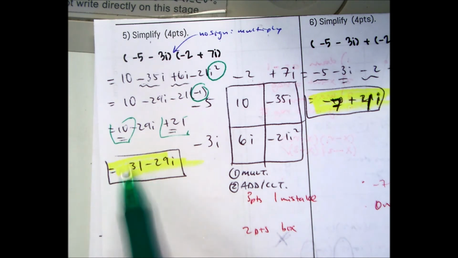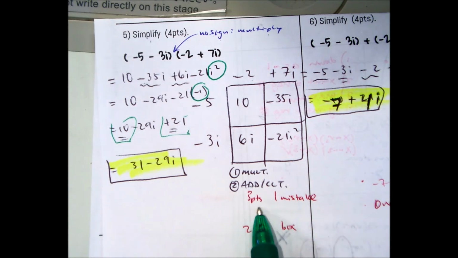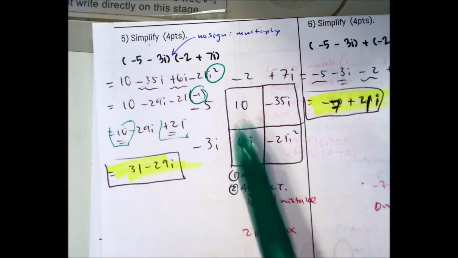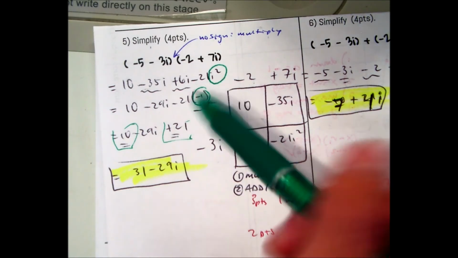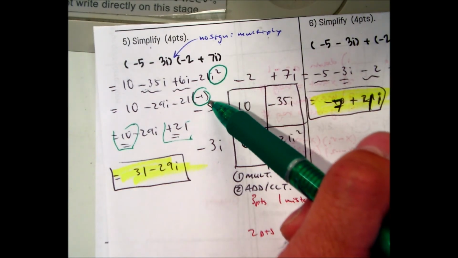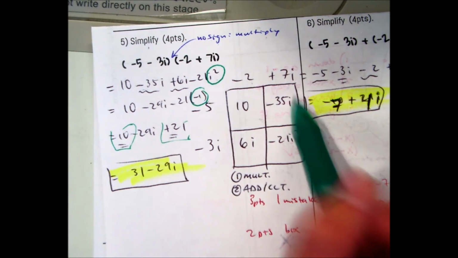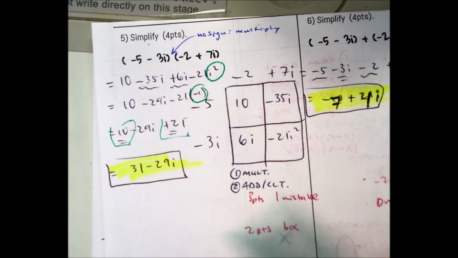Notice how I have the real first and then the complex second. I gave you 3 points if you made one mistake. Most likely the common mistake is not understanding that i squared is equal to negative 1. Or maybe you added wrong. I gave you 2 points if you knew to just do a box, because the box told me you knew at least it was multiplying. So that's how you got partial credit for number 5.